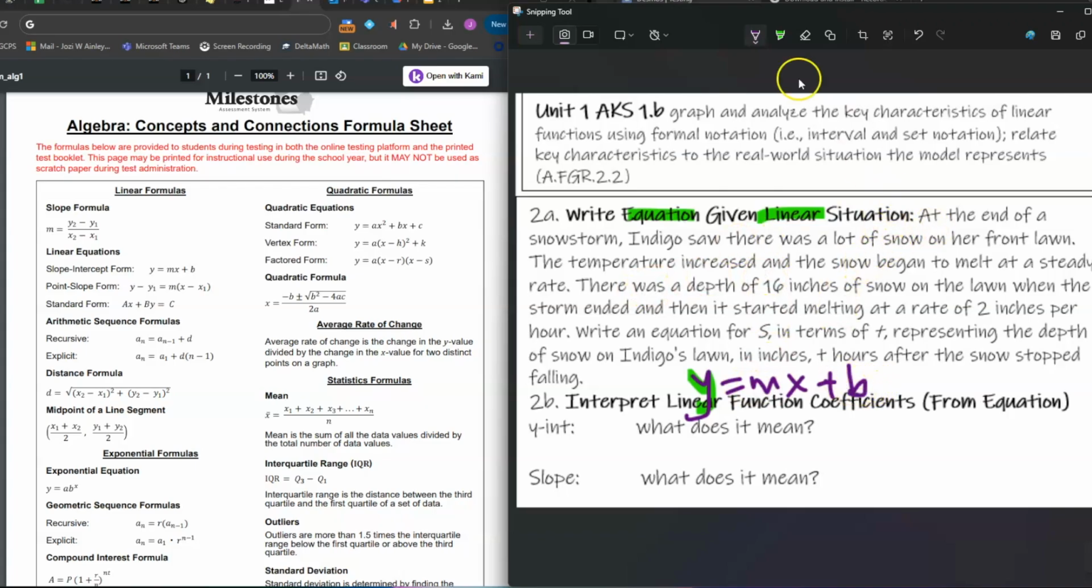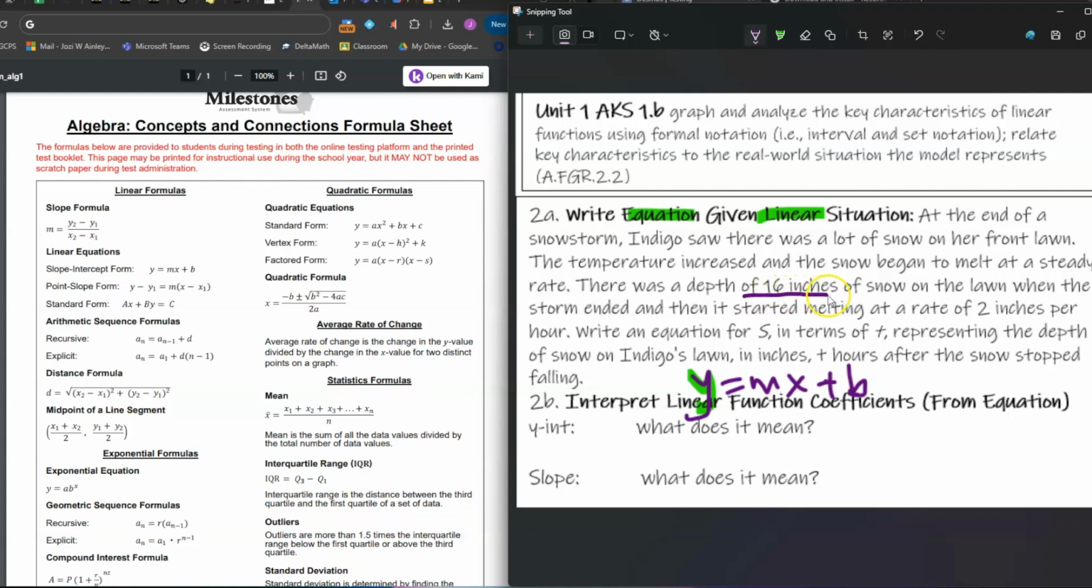So at the end of the snowstorm, I'm going to put my highlighter on. If you don't have the ability to do a highlighter, you can just underline. So in fact, I will underline so I can show it to you. At the end of a snowstorm, Indigo saw there was a lot of snow on the front lawn. The temperature increased and the snow began to melt. So think about the situation. There's snow and then it's melting, okay, at a steady rate. There's a depth of 16.